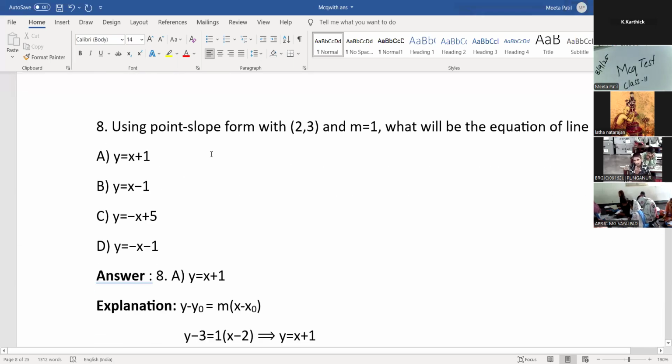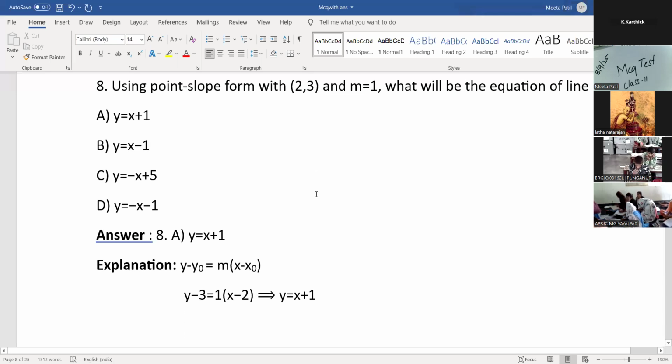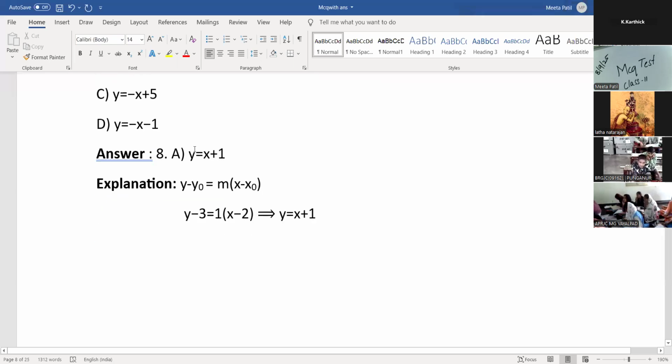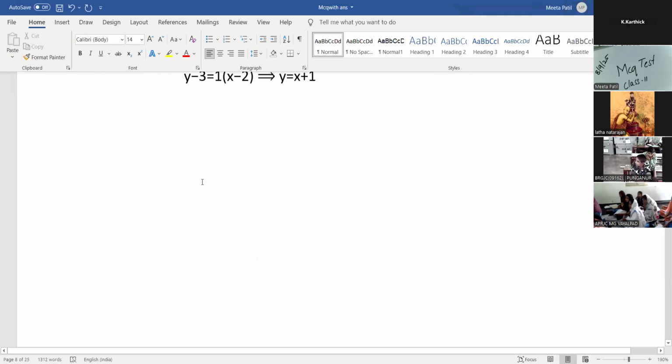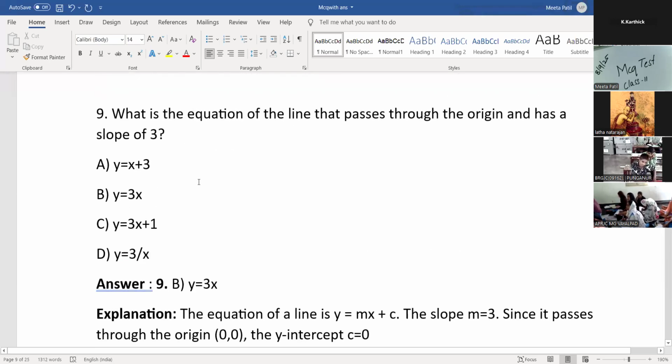Okay, the eighth question: using the point slope form with the point 2 comma 3 and m equal to 1, what will be the equation of the line? You already know the point slope form, that is y minus y naught is equal to m into the bracket x minus x naught. Add the values of y naught and x naught here, and you will get the equation y equal to x plus 1, and option A is the correct answer for the eighth question. And the ninth question is, what is the equation of the line that passes through the origin and has a slope of 3?